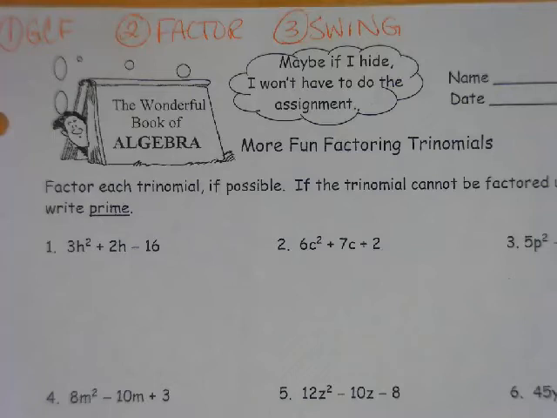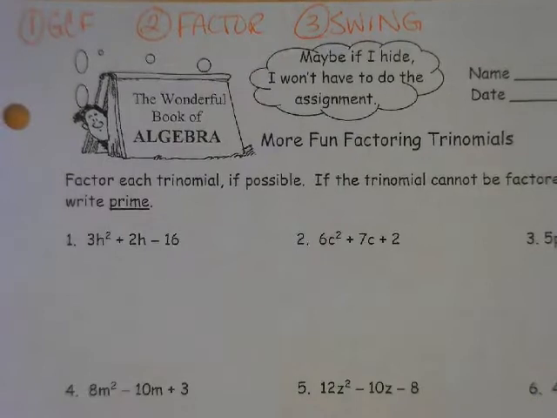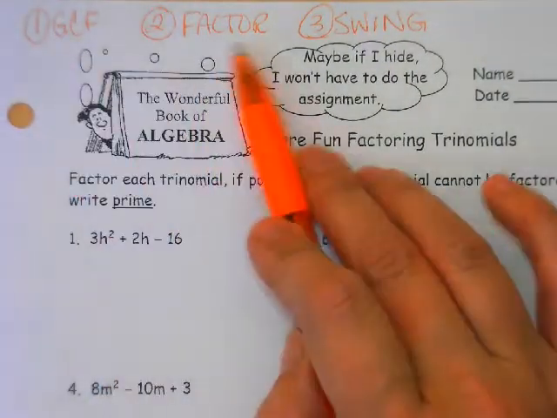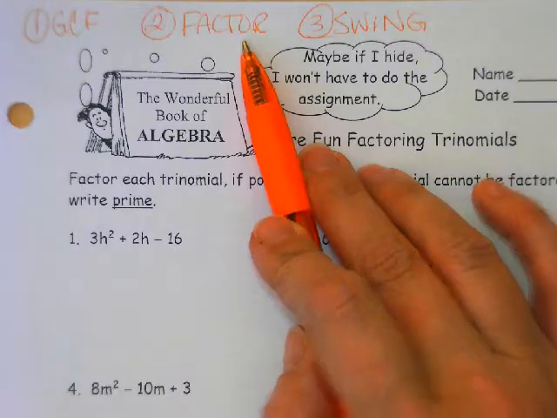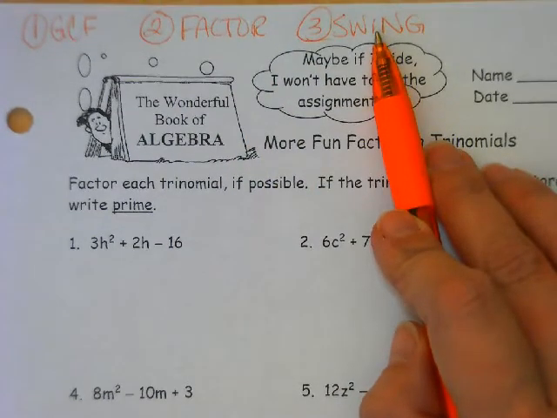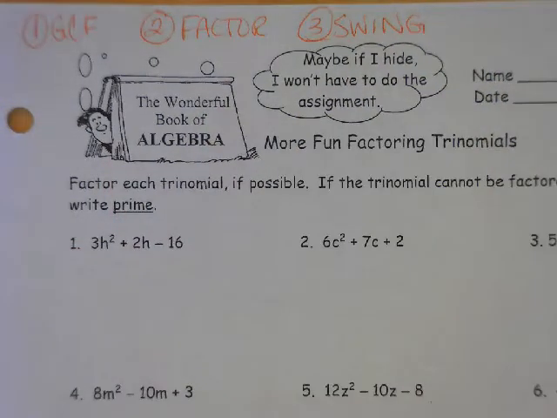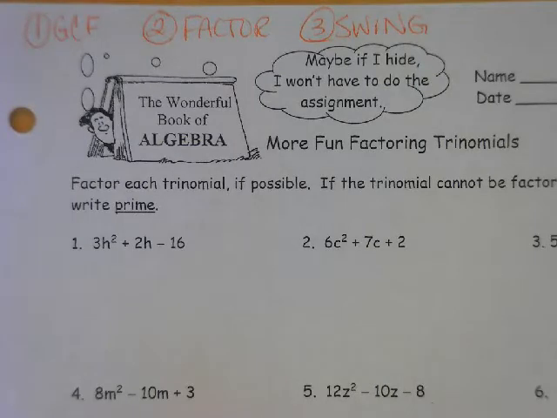About all things factoring trinomials, okay? We started off learning how to take out a GCF. Then we did our cross puzzle with factoring, and then last time we met, we talked about the swing when A is not equal to 1. So this is kind of a paper that does all of those things, okay?